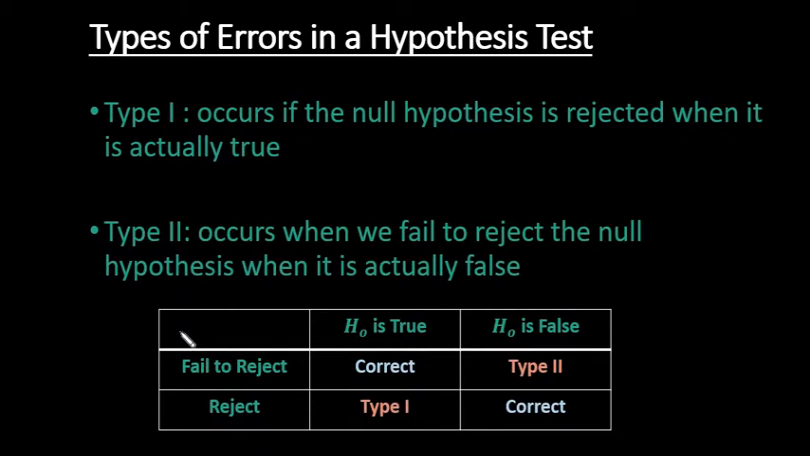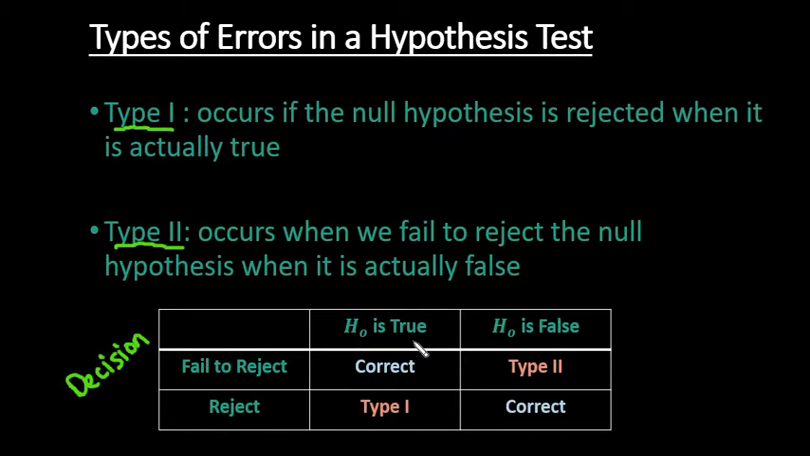The two types of errors that we have in a hypothesis test are called type 1 and type 2 errors. A type 1 error occurs if the null hypothesis is rejected when it is actually true. A type 2 error occurs when we fail to reject the null hypothesis when it is actually false.